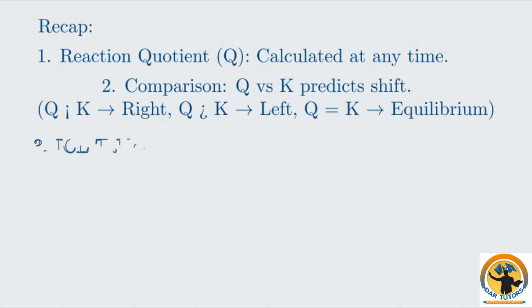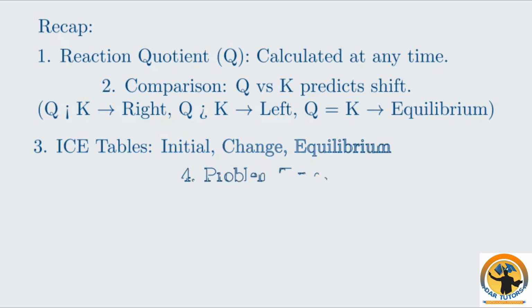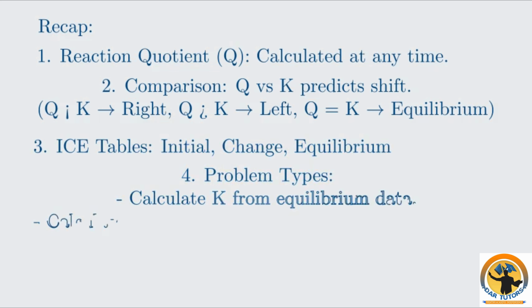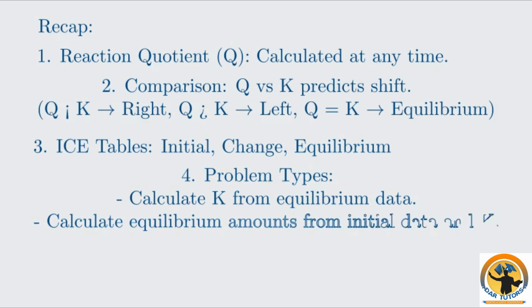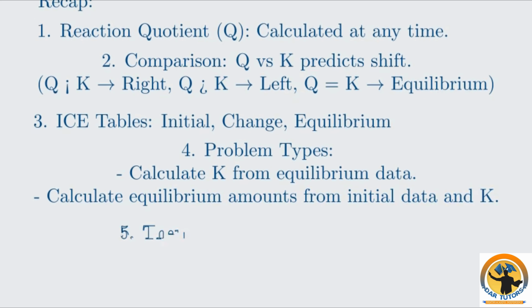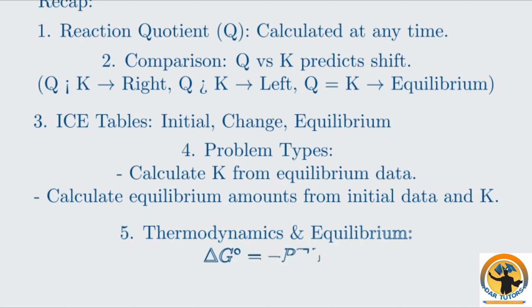We then saw how to solve quantitative problems using ICE tables. These tables are essential for tracking initial concentrations, changes, and final equilibrium concentrations. We practiced calculating K from equilibrium data and solving for unknown concentrations, including using the simplification for small K values and the square root method for perfect square quadratics. Finally, we explored the powerful thermodynamic relationship between the equilibrium constant K and the standard Gibbs energy change, delta G naught. This equation, delta G naught equals minus RT ln K, links the spontaneity of a reaction to its equilibrium position and provides a deeper understanding of chemical change.